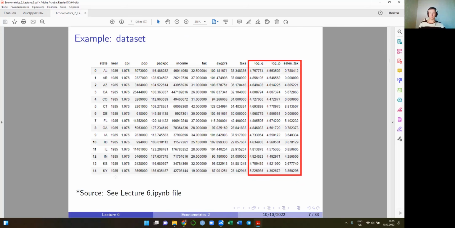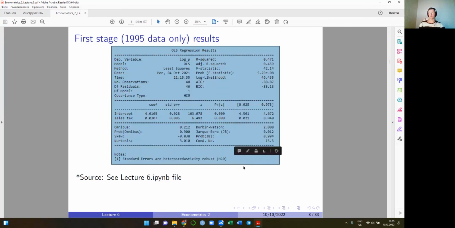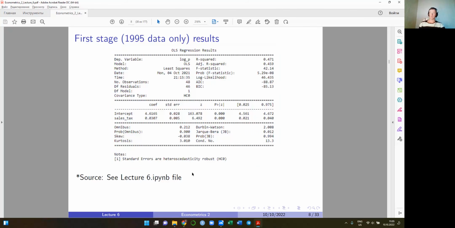To make it simpler, just to abstract away from panel data application of instrumental variables, we will take only the 1995 year, only 1 year, and make a regression. So we have 48 states. And here is the regression. We have the following coefficient estimates. We have p-values less than 0.05, so all of them are significant, but this is the first stage.